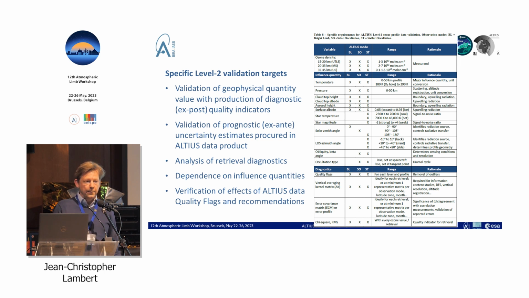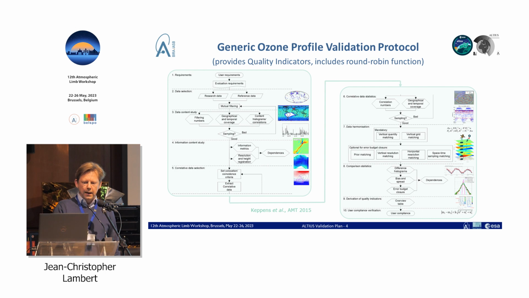To check the dependence of all the results on the influence quantities, and here in the table we have identified solar zenith angle, line-of-sight azimuth angle, obliquity and beta angle of the star occultations, and other parameters which are usual for that kind of activities. And also at the end, verify the effects of the ALTIUS data quality flags and recommendations for data usage.